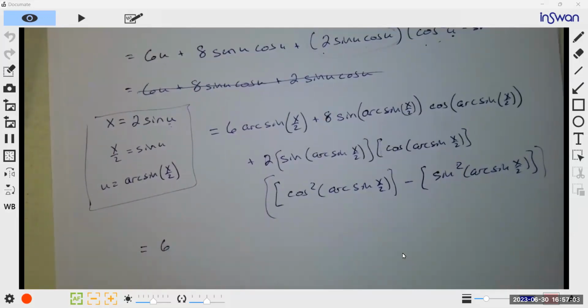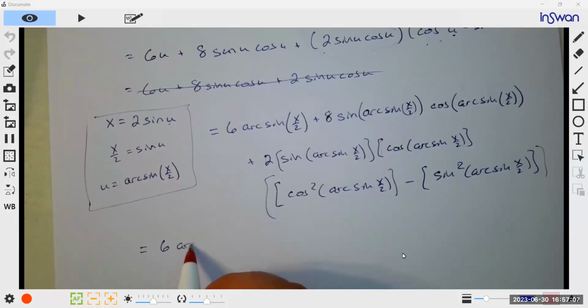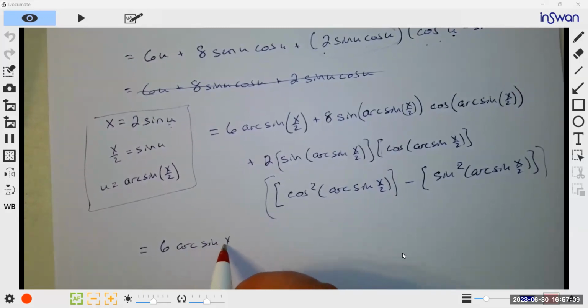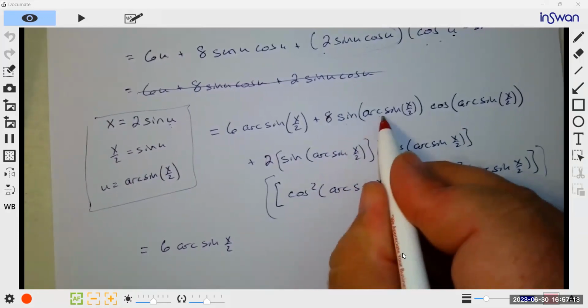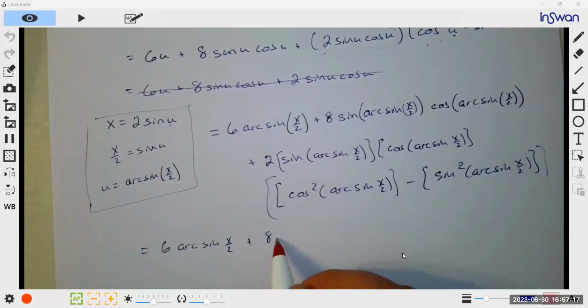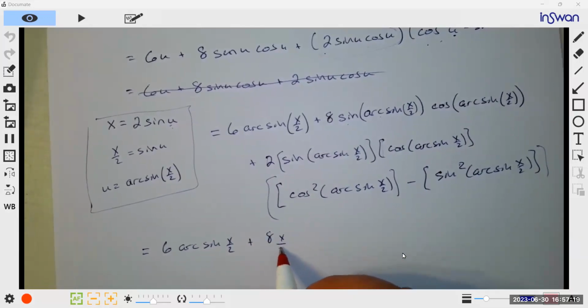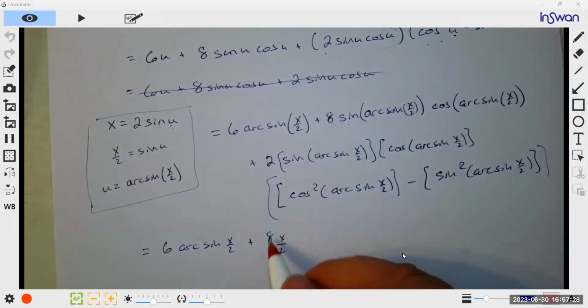We have 6 arc sine x over 2. Arc sine times arc sine is just x over 2, so it's 8 x over 2, which makes it 4.